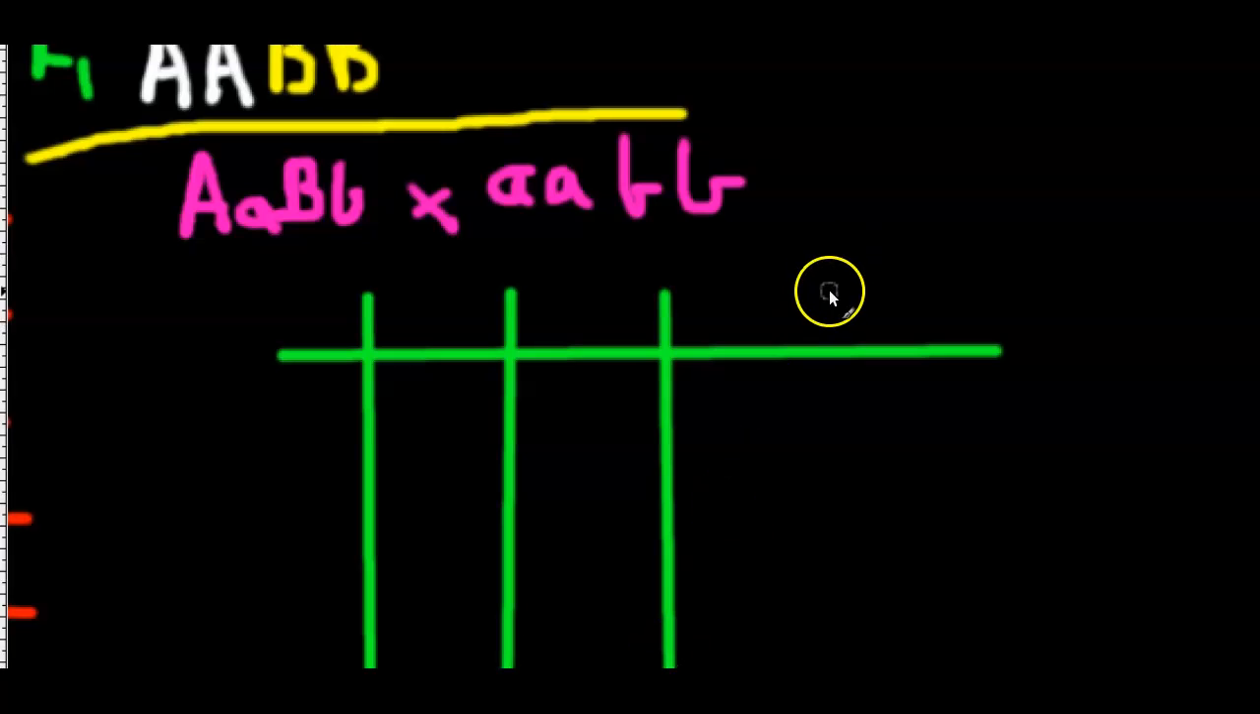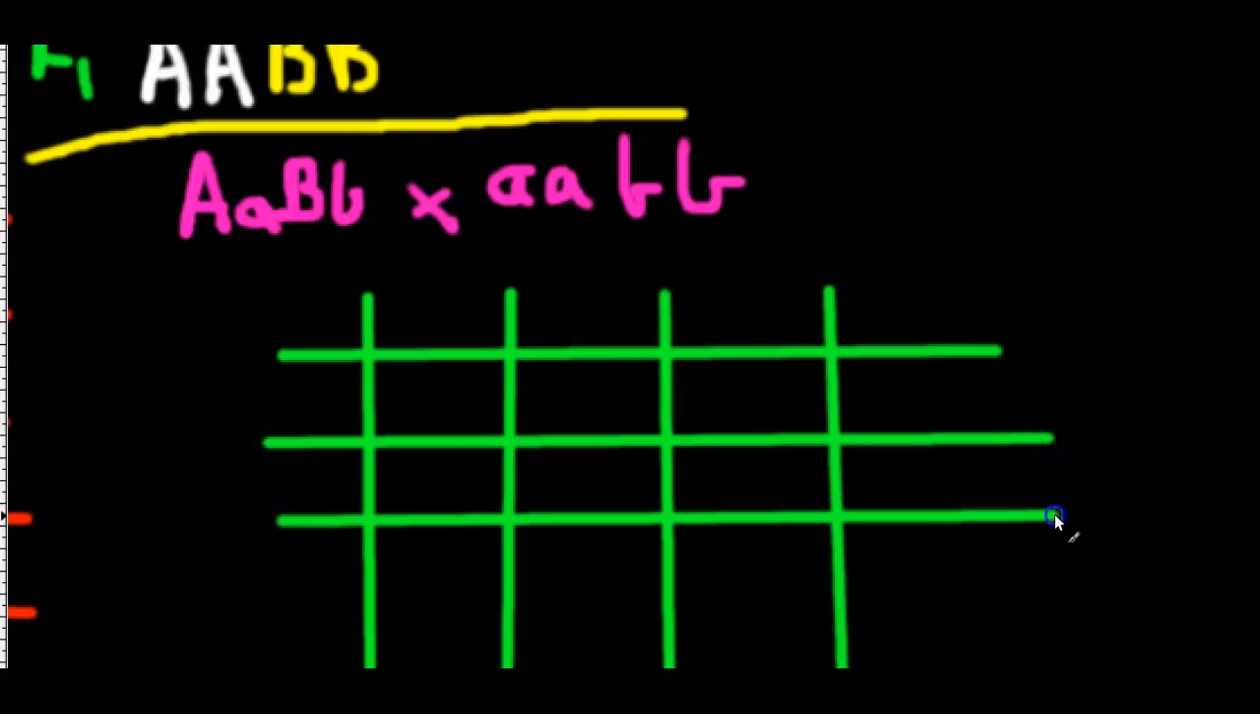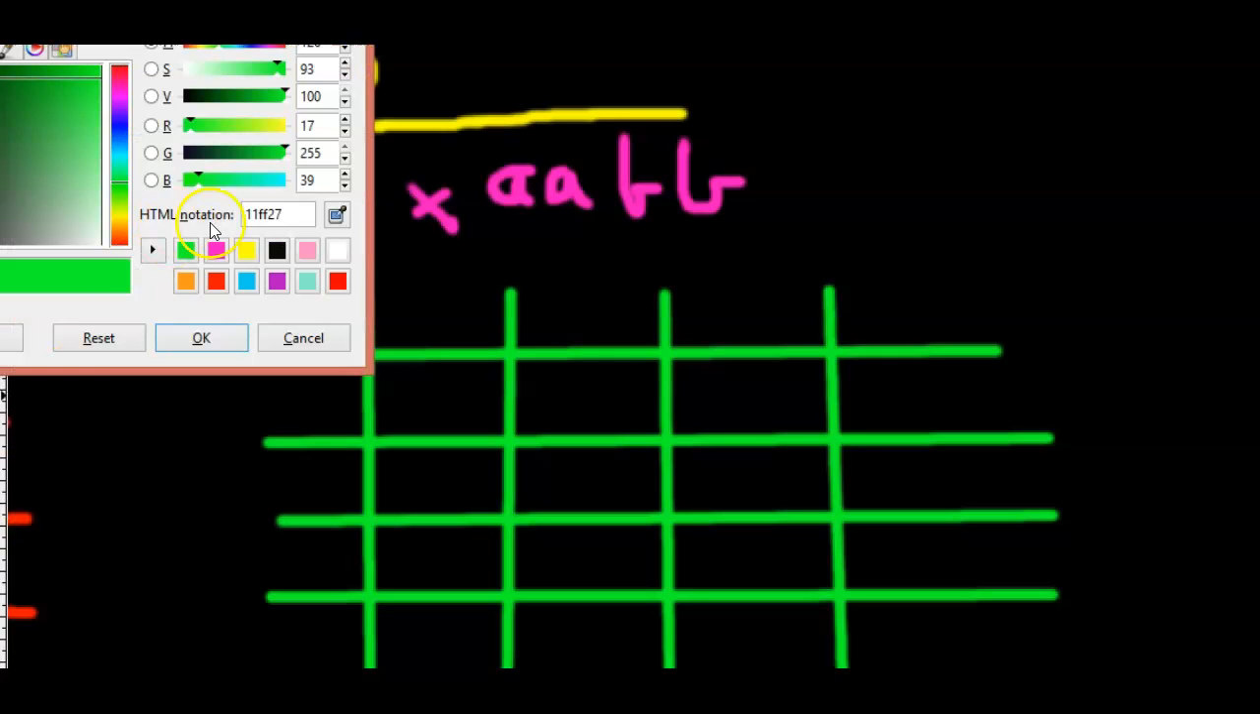And you need room for 4 letters in each of these boxes. Hopefully I have enough room. I think I will. Alright, so we're going to set up a big tic-tac-toe. If you want to put boxes around it, that's totally fine.